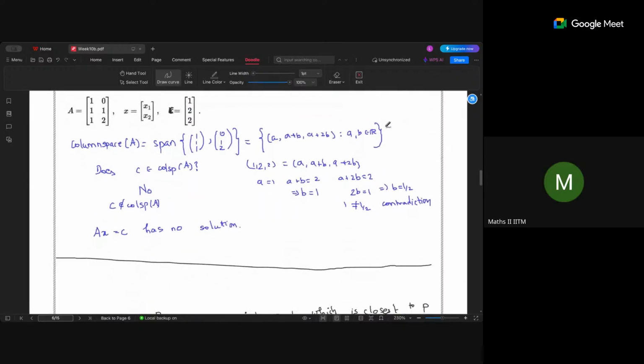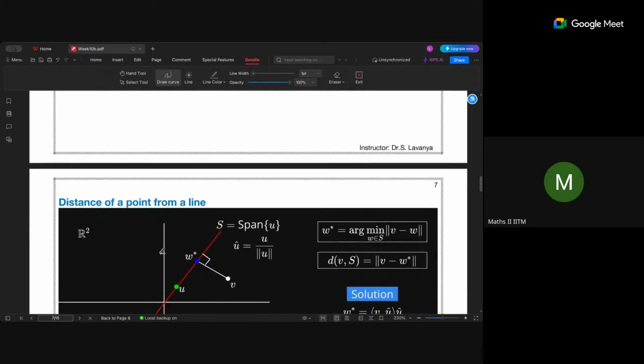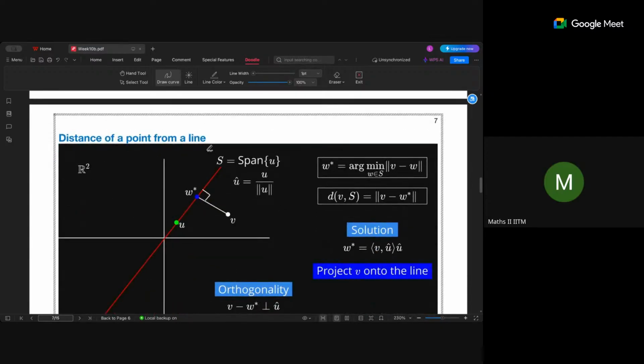We need to use some orthogonality, right? So you get some idea, but it may be very vague. Okay, but you have some idea that orthogonality is going to give us some solution. Let's see how. Okay, so distance from a point, distance of a point from a line.